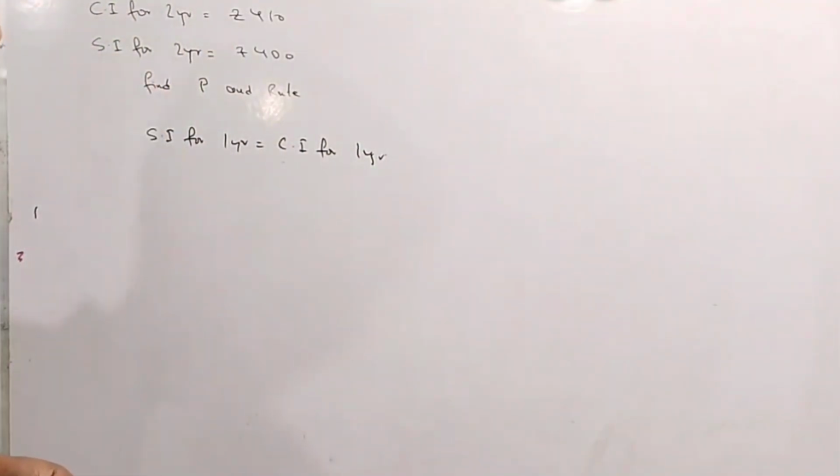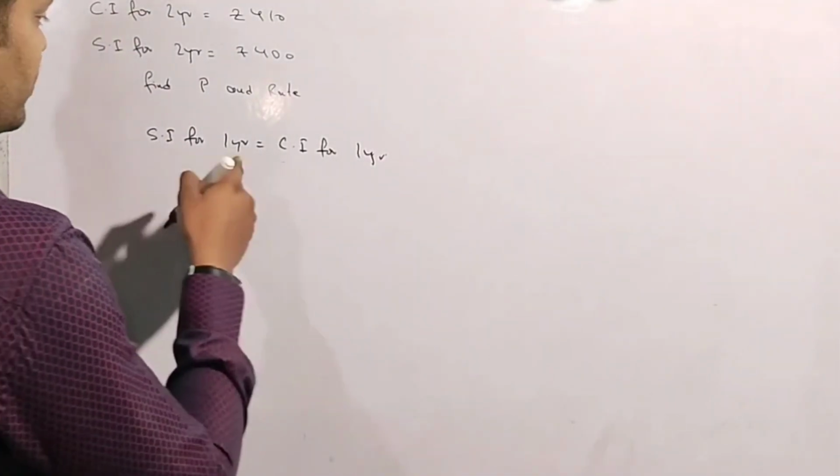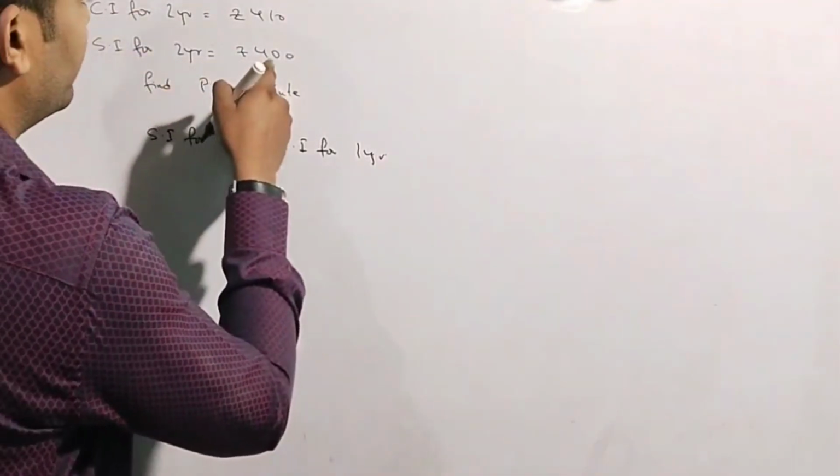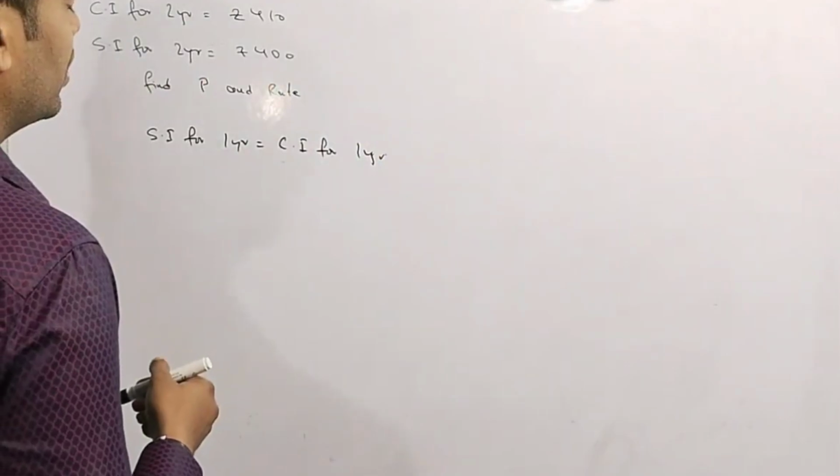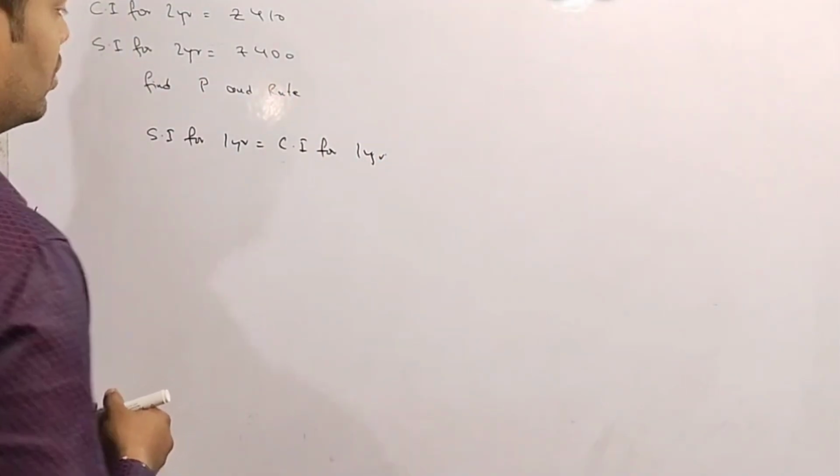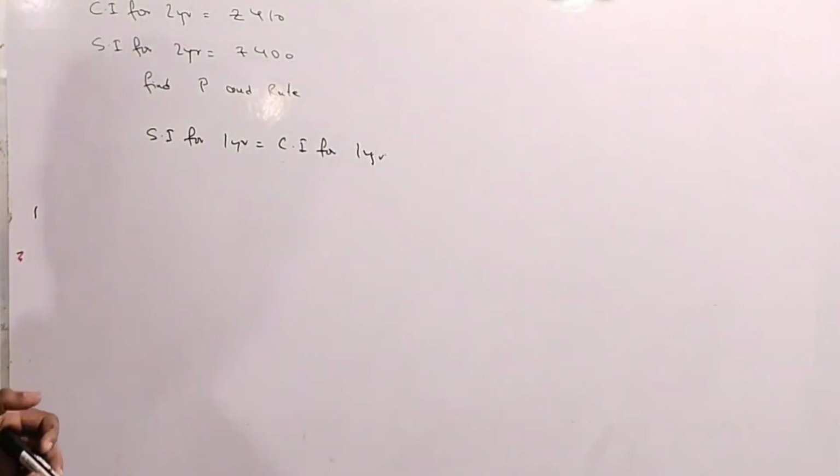Before this, I need to tell you one more thing. Simple interest for 2 years is 400. So 1 year will be half of this one. Sir, how to do half?